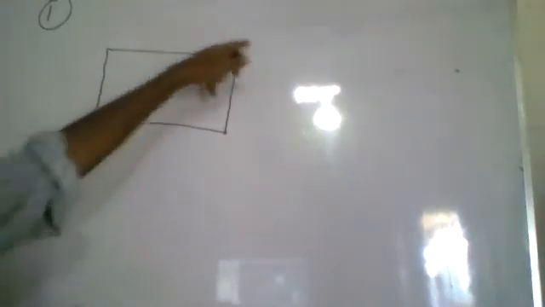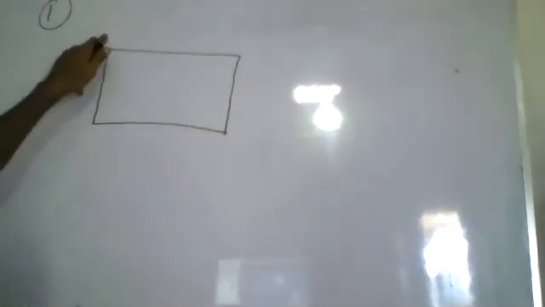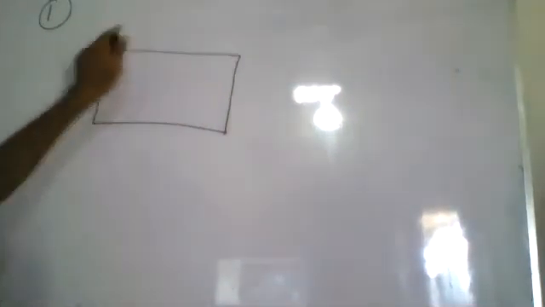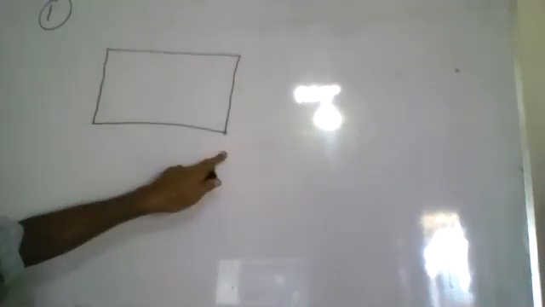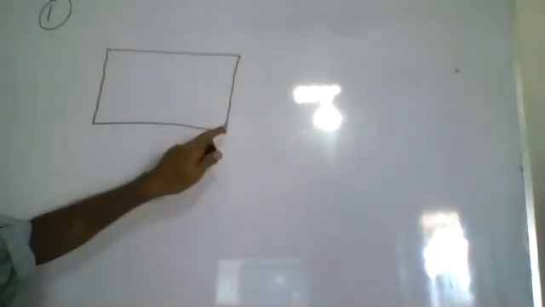You may start from any point, but you have to take the vertices in the clockwise or anti-clockwise direction, not in this way. This is A, this is B. Then this is C, this is D. Not in this way. You have to take A, B, C, D, or from here A, B, C, D, in the clockwise or anti-clockwise direction.